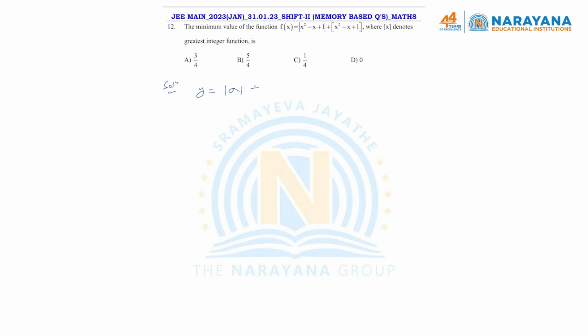So y equal to mod a plus greatest integer a has been given. So we'll write a plus greatest integer of a. A is just x square minus x plus 1. So what is the minimum value of a that you can have? Minimum value is minus D by 4a, that is 3 by 4. So for a plus greatest integer of a, we need to find the minimum value.